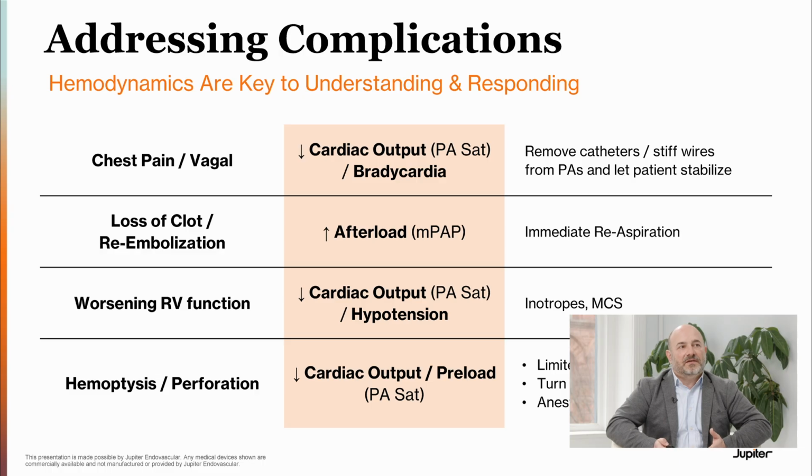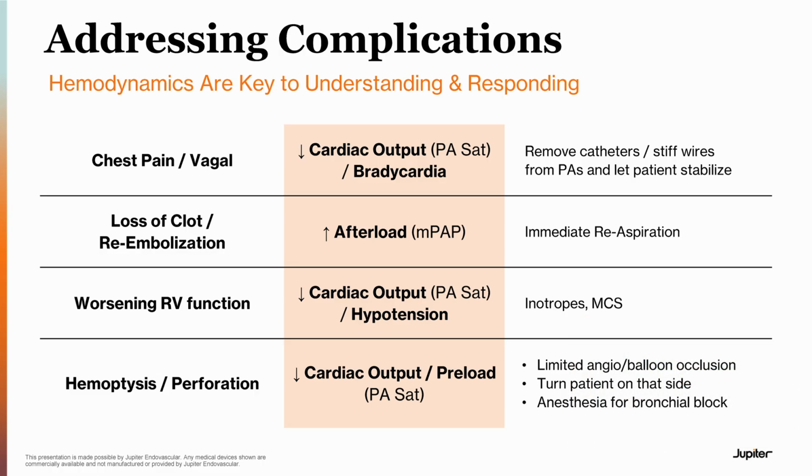You can see worsening RV function, which you're going to measure by a drop in PA-SAT and hypotension. This is where you come in with inotropes and mechanical circulatory support, specifically ECMO. Hemoptysis and perforation, luckily, are extremely rare, but hemoptysis is going to be a very obvious and very scary event for everybody involved. You're going to see a cardiac output decrease and a decrease in the afterload. Some of the maneuvers you should do: turn the patient on the side, call anesthesia for a bronchial block, and do a limited balloon occlusion. I haven't had the pleasure of experiencing that, but I hope we will stay that way.